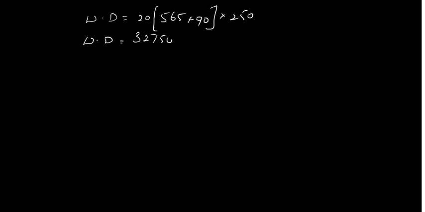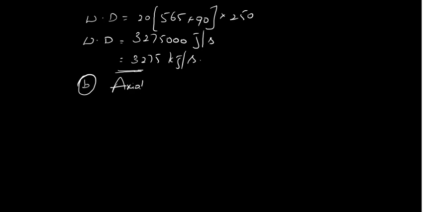Now, since work done equals mass, given as 20, VW1 is 565 plus 90, multiplied by 250. I can get the value of work done equals 3275123 joule per second. If I want to express the same thing in kilojoule per second, there ends the first bit. What's the second bit? You are supposed to find axial thrust.